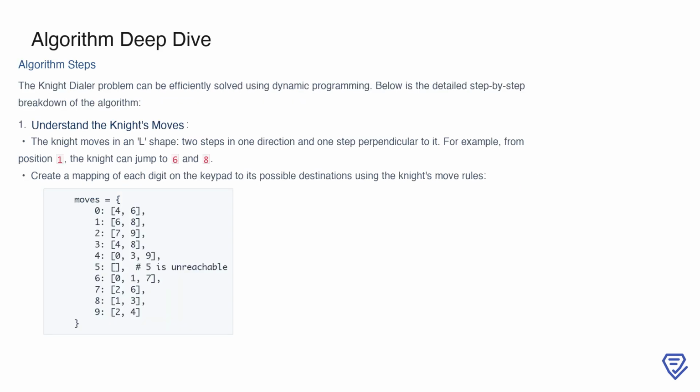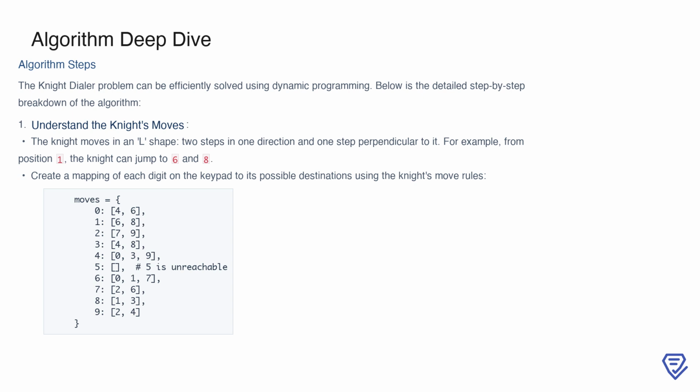To solve the knight dialer problem efficiently, we use dynamic programming. The first step is to understand how the knight moves on the keypad. The knight moves in an L shape, meaning it takes 2 steps in one direction and then 1 step perpendicular to it. For example, starting from the digit 1, the knight can jump to digits 6 and 8. Similarly, each digit on the keypad has specific destinations the knight can move to. To represent this, we create a mapping where each digit is a key, and its value is a list of possible destinations.